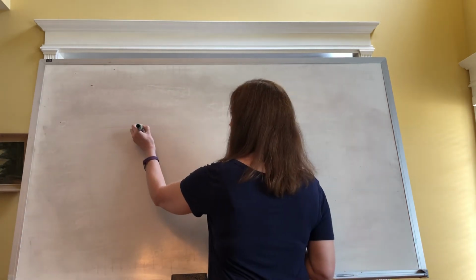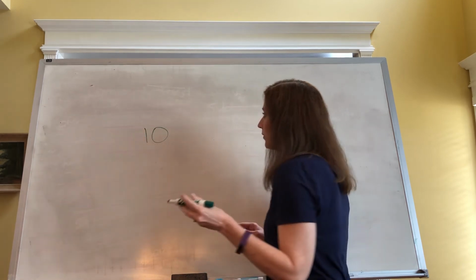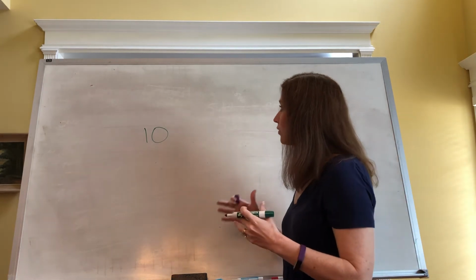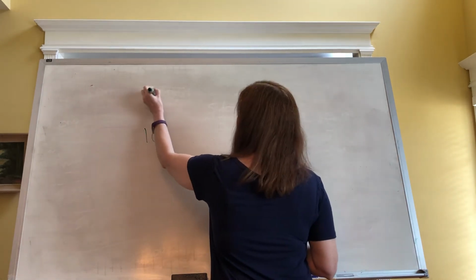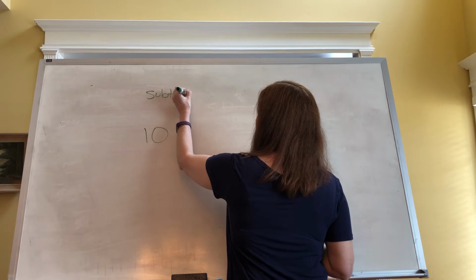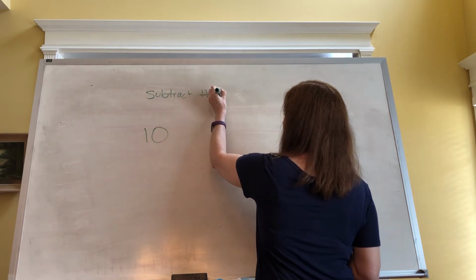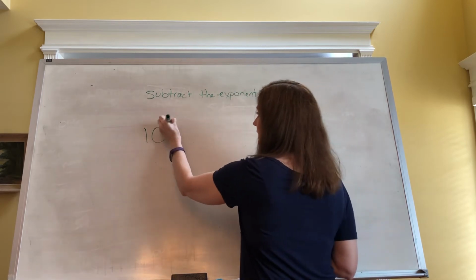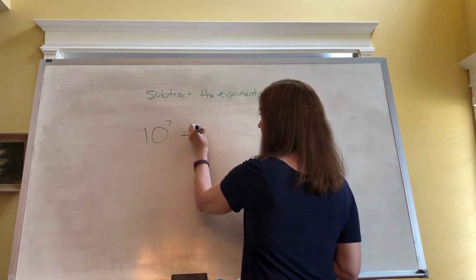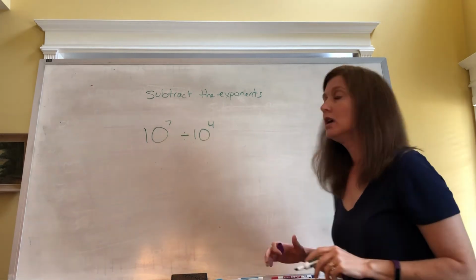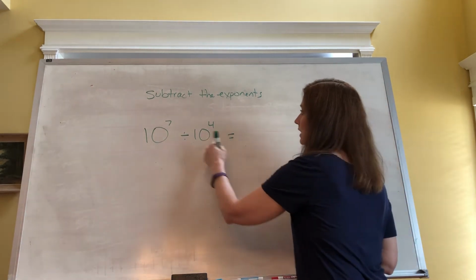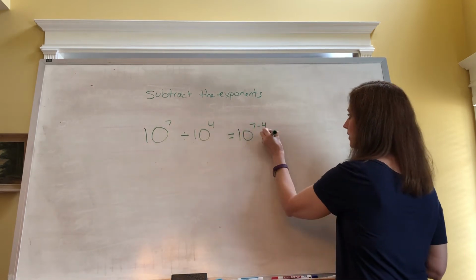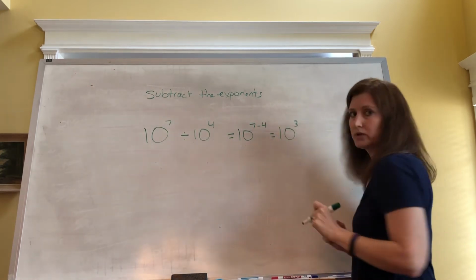We're going to start, if you remember when multiplying, we would add the exponents to get our answer. And so with dividing, we are going to subtract the exponents. All right, so if I had 10 to the 7th divided by 10 to the 4th, then all I'm going to do is I've got basically 10 to the 7 minus 4, which is 10 cubed. Okay.